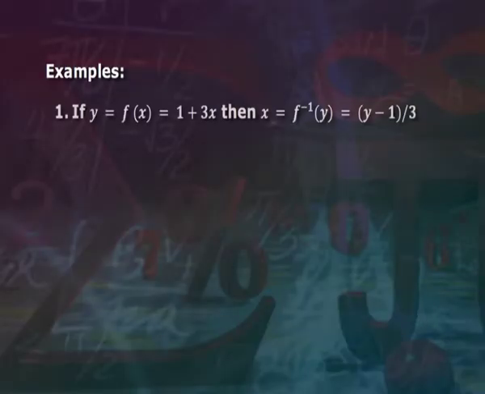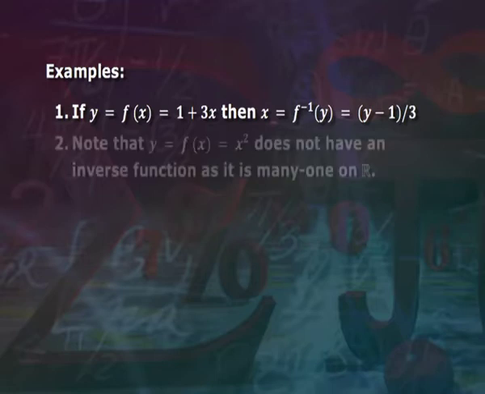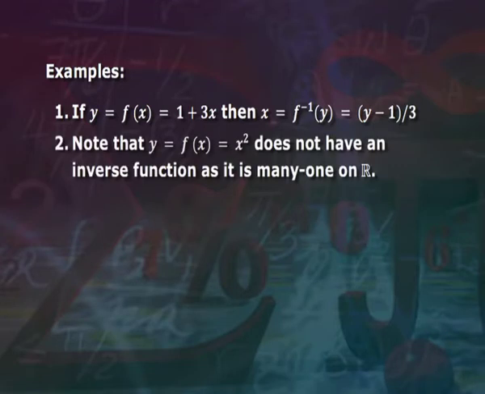Examples. 1. If y equal to f(x) is equal to 1 plus 3x, then x is equal to f inverse of y equal to (y minus 1) divided by 3. 2. Note that y equal to f(x) equal to x squared does not have an inverse function as it is many-1 on R.